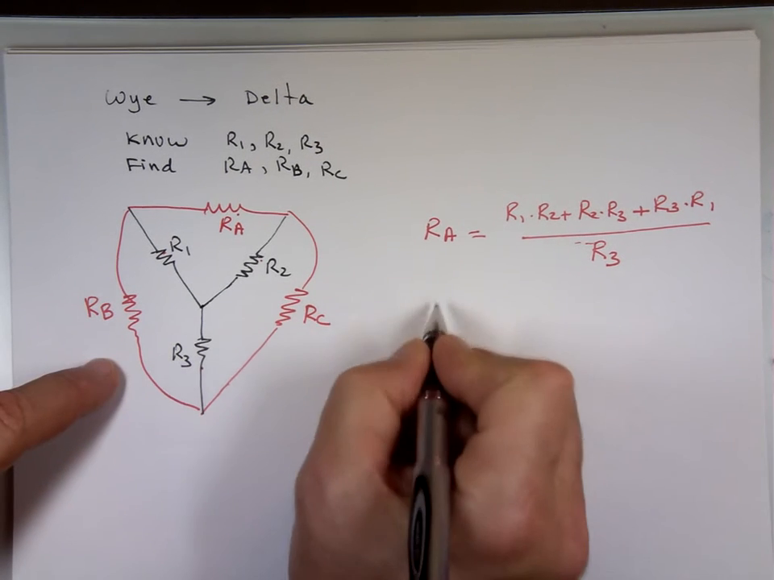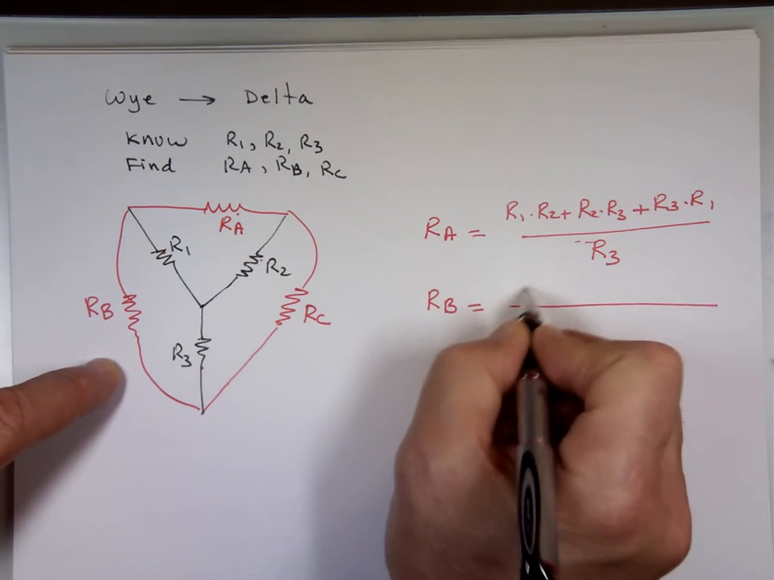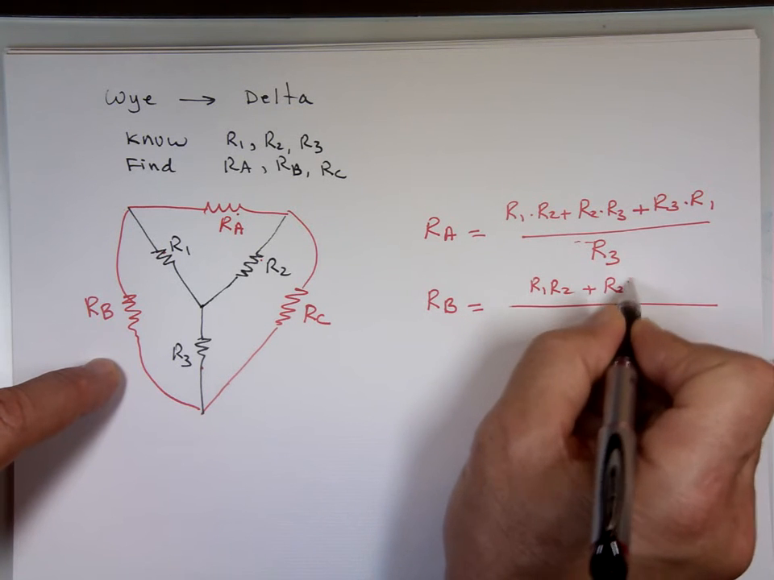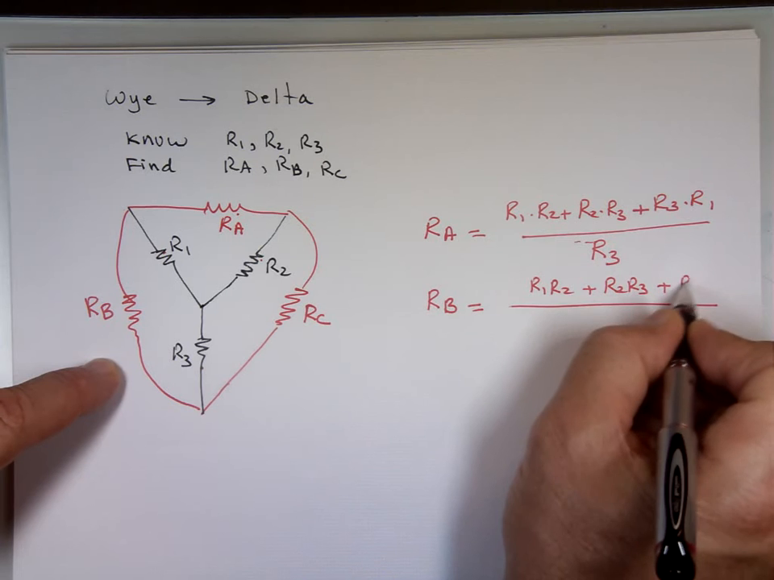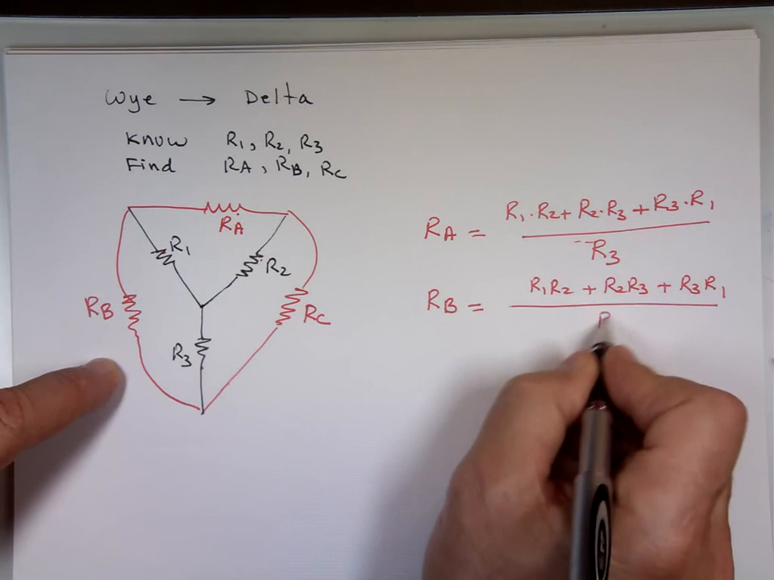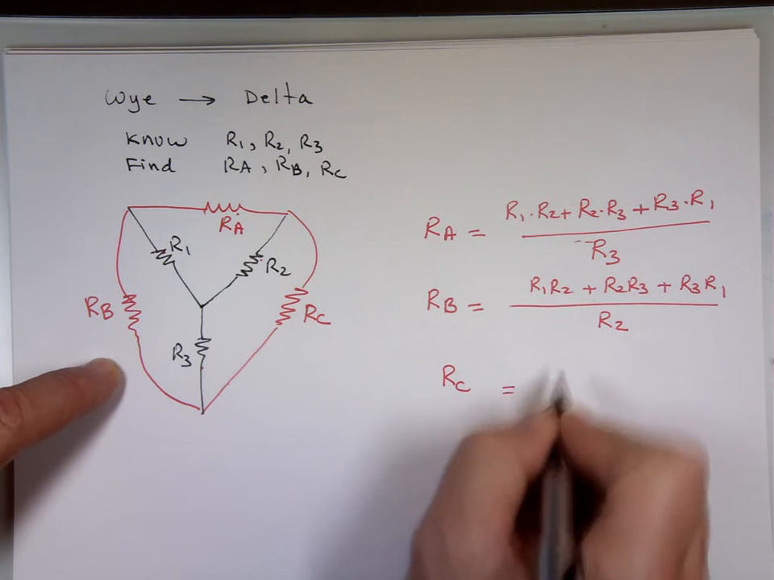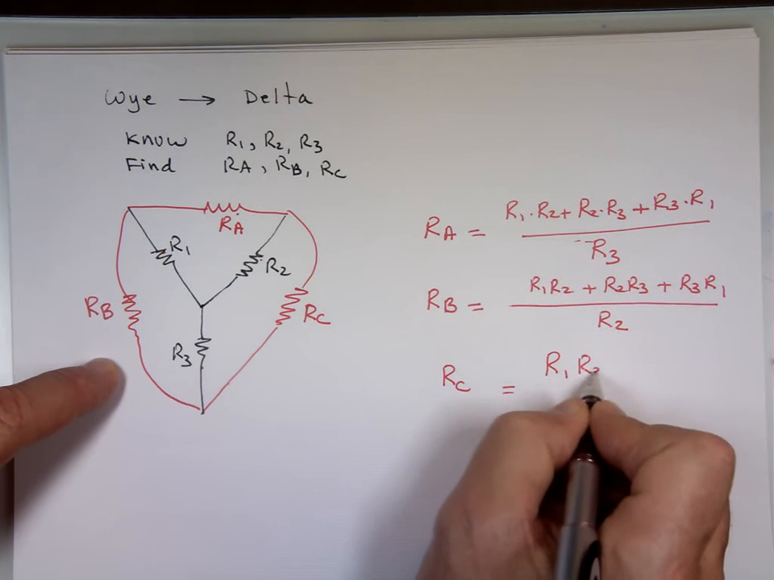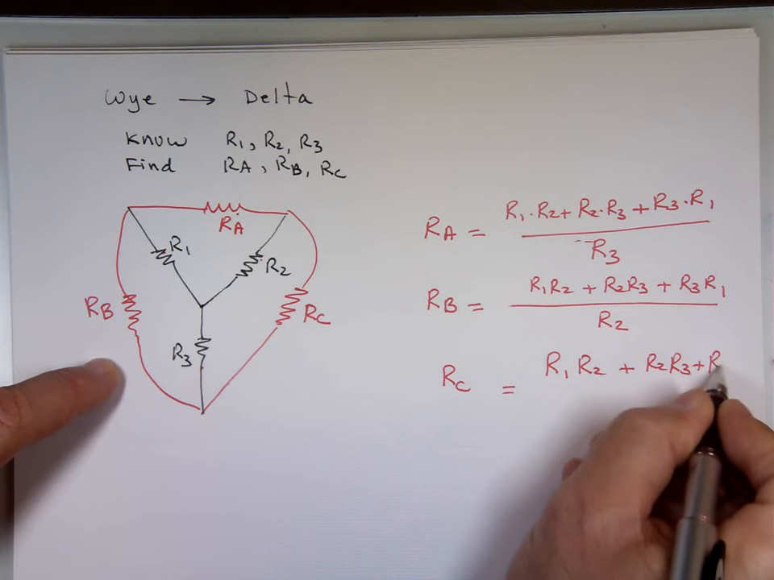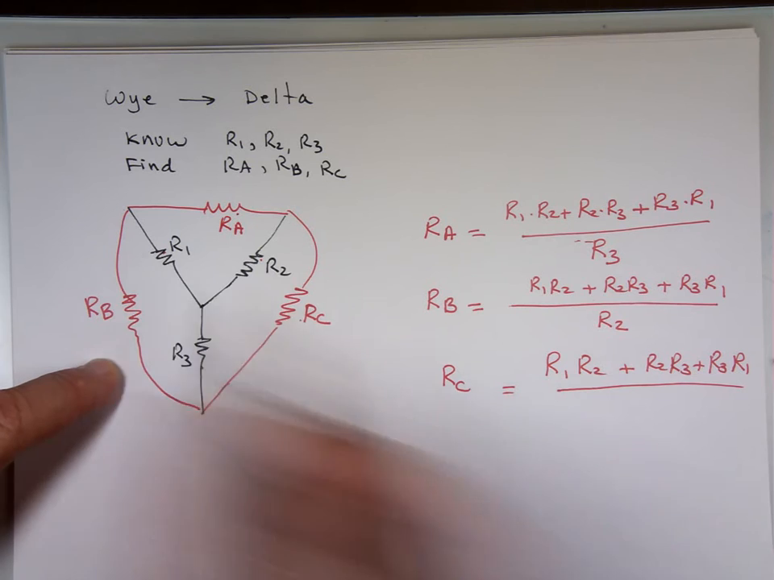If I'm looking for R sub B, the top is always the same: R1 R2, plus R2 R3, plus R3 R1. What is opposite to R sub B? R sub 2. And if I'm looking for R sub C, opposite to R sub C is R sub 1.